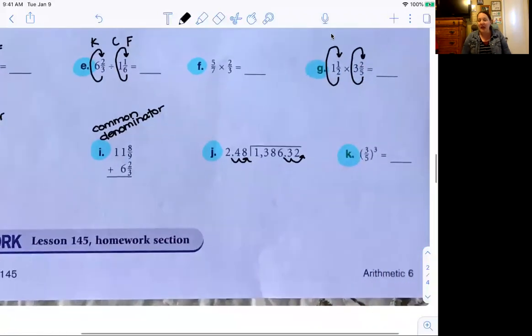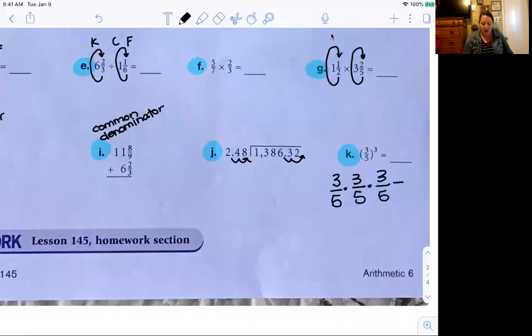And then letter K, I want to show you guys, really it says 3/5 cubed. It does not mean 3/5 times 3. It means 3/5 times 3/5 times 3/5. So it looks like this. 3/5 times 3/5 times 3/5. All you have to do is multiply across. And you're going to do great with it.